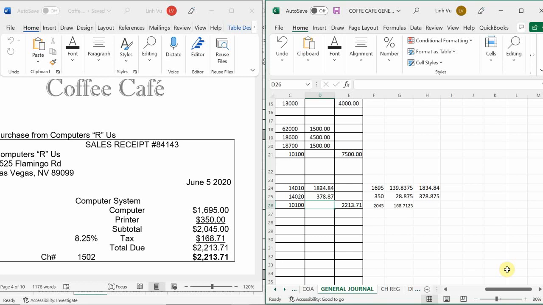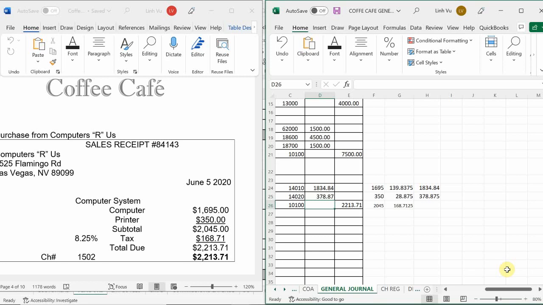And then now you get your total right here of $2,213.71. Why is this? In this case, if you were to pay for the printer and the computer separately, then you would have that rounded penny, right? But in this case, because it's not based on what you sell individually, it's based on the grand total sales, right? So in this case, I bought a bunch of stuff and this is what they told me my tax is.